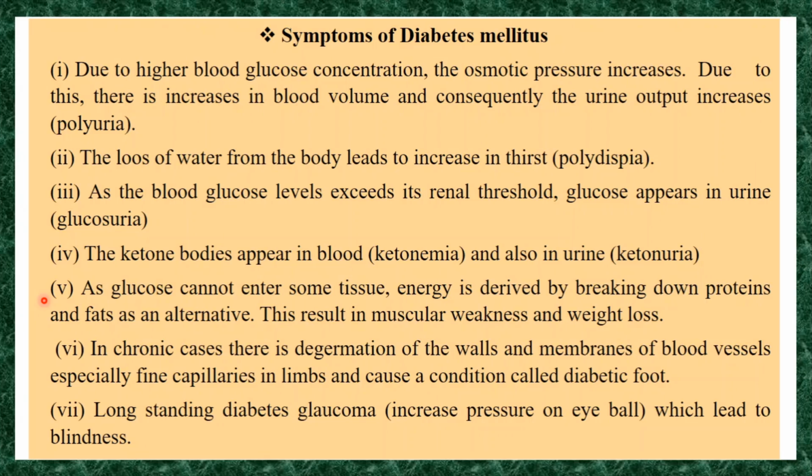And the next symptom is, as the glucose cannot enter some tissues, energy is derived by breaking down of proteins and fats as an alternative, and this results in weakness and weight loss. So this glucose will not enter some tissues, so the energy is derived by breaking down the proteins and fats as an alternative. So this results in muscular weakness and weight loss.